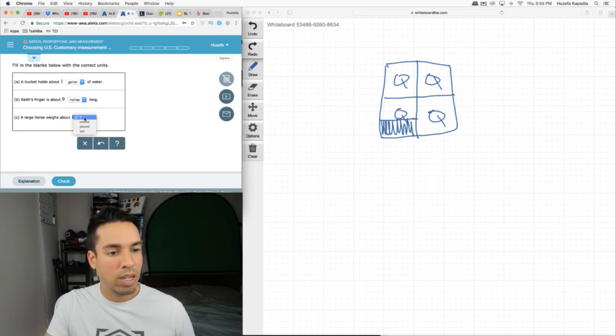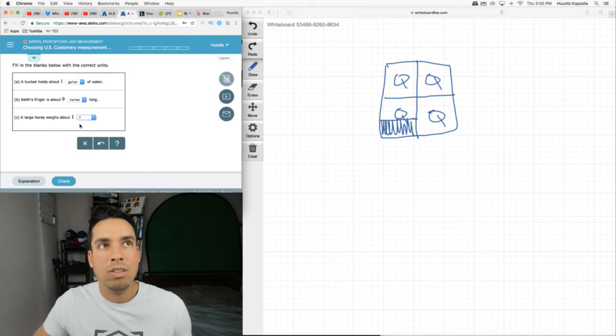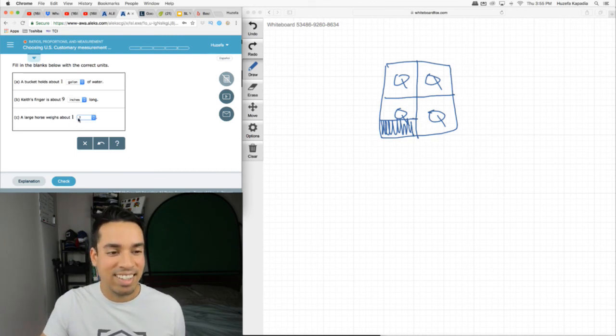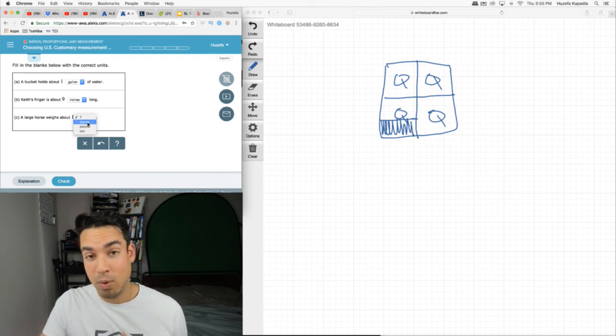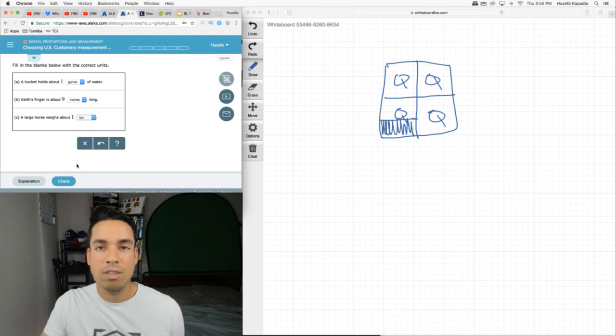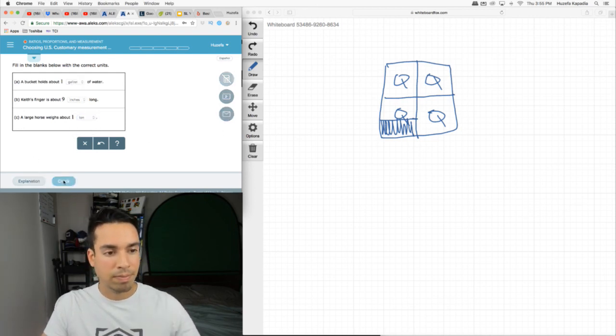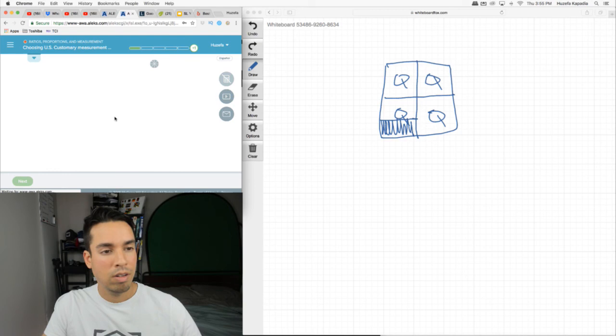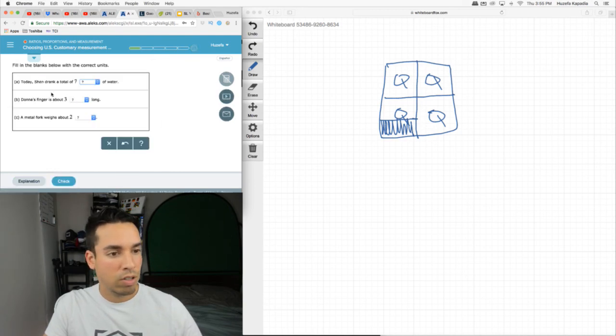And then a large horse weighs about an ounce. Not an ounce, because 16 ounces equals just 1 pound. So a horse can't weigh 1 ounce. That's tiny. Can't even weigh a pound, because that's way less than us. So it weighs a ton. A ton is 2,000 pounds. All right, let's go to the next one.